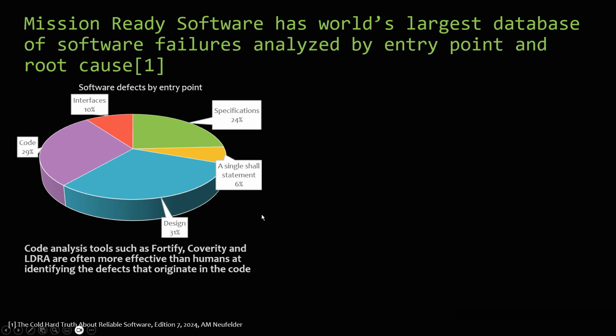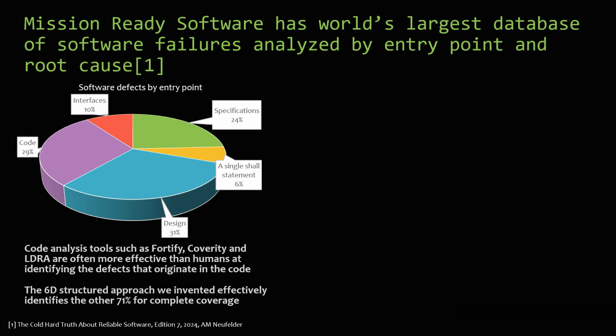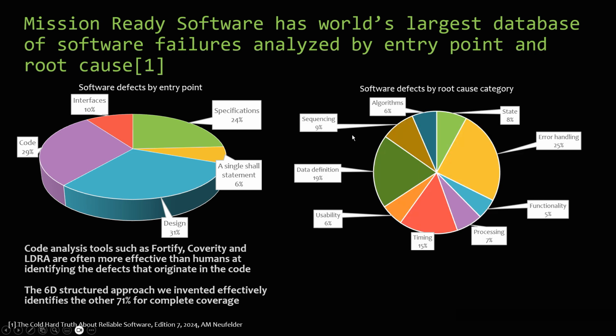Okay, code analysis tools like Fortify, Coverity, and LDRA are oftentimes more effective than humans at identifying the defects, largely because of the massive amount of work it takes to review the code. The 6D structured approach identifies the other 71%. When combined, those two methods can provide more complete coverage for identifying root causes of hazards.